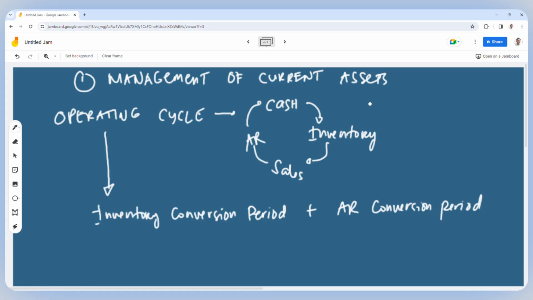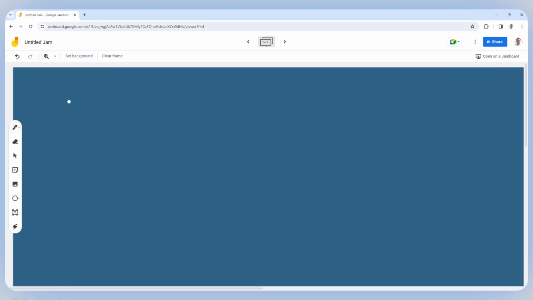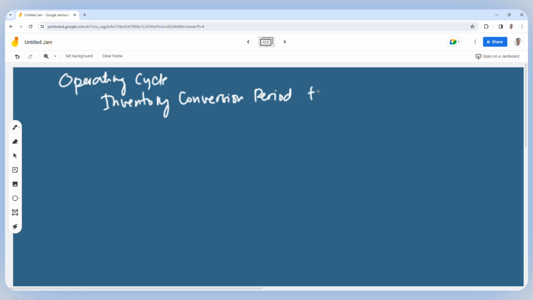Again, we go to the next slide. So how do we compute the operating cycle? You have number 1, our inventory conversion period, plus our accounts receivable conversion period. That is our formula.